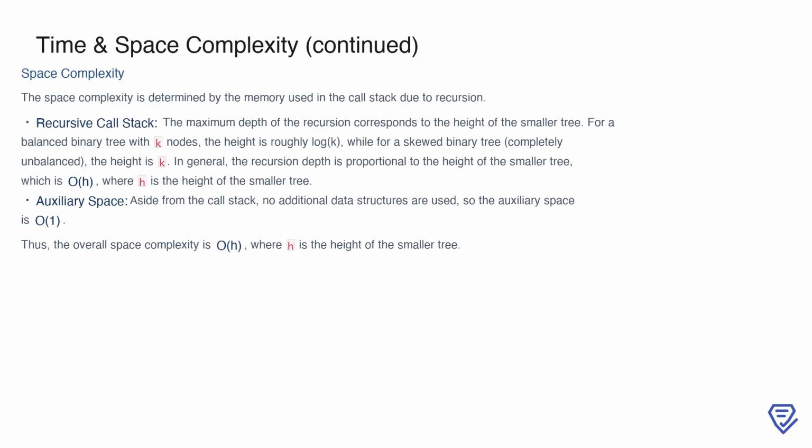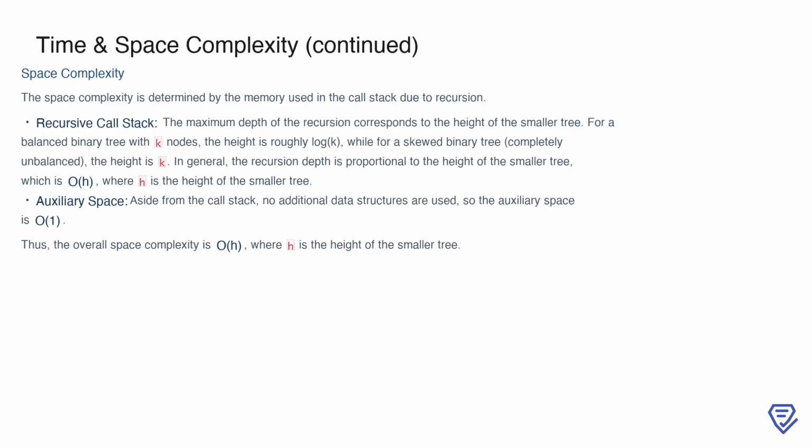Now, let's analyze the space complexity, which is primarily influenced by the recursion. Each recursive call adds a frame to the call stack, and the maximum number of frames corresponds to the depth of the recursion. This depth is equal to the height of the smaller tree. For a balanced binary tree with k nodes, the height is approximately log k, but for a skewed tree, which is completely unbalanced, the height could be as large as k. Therefore, the recursion depth can vary depending on the tree's structure.